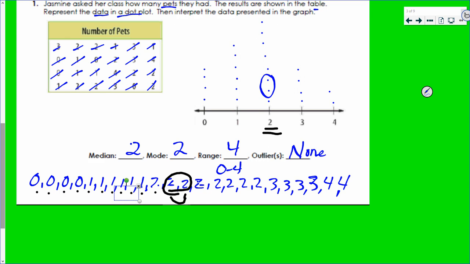Range is 0 to 4. So I subtract 4 minus 0 is 4. So the range is just taking the biggest number minus the smallest number. Okay, next page.